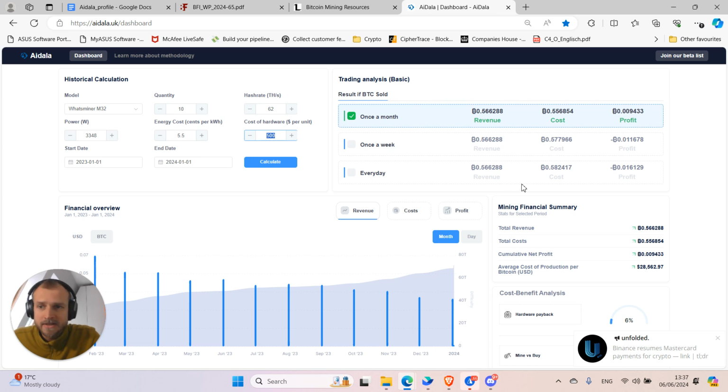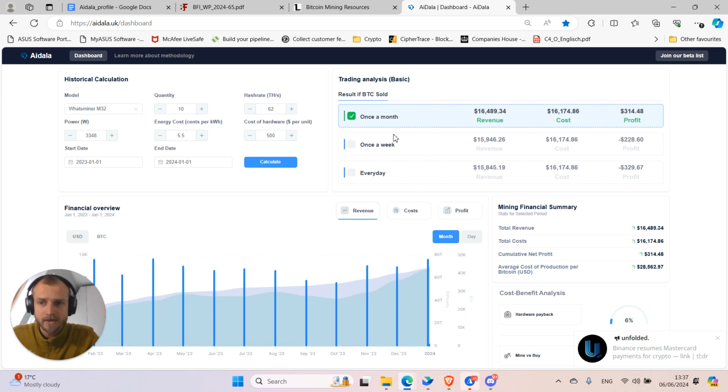So this bit is quite unique, and probably one of the reasons we even started building this tool is the trading analysis. Because when you think about your revenues in USD terms, it's really about timing when you convert mined Bitcoins to dollars. And here we suggest three scenarios, whether you sell your Bitcoins at the end of the day, at the end of the week, or at the end of the month. So daily, weekly, or monthly strategies.